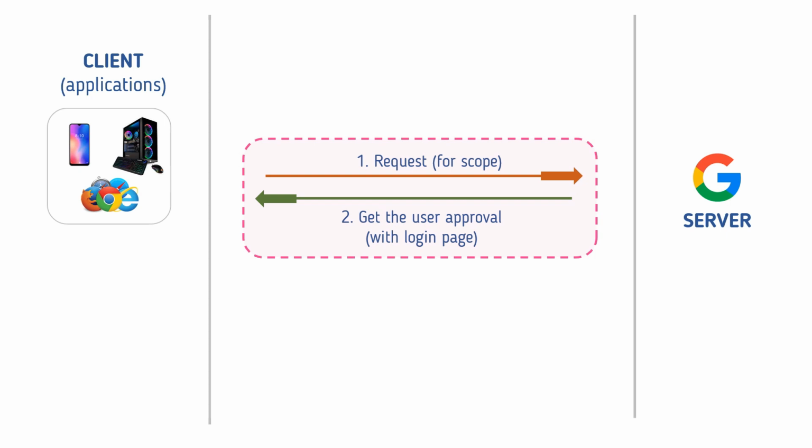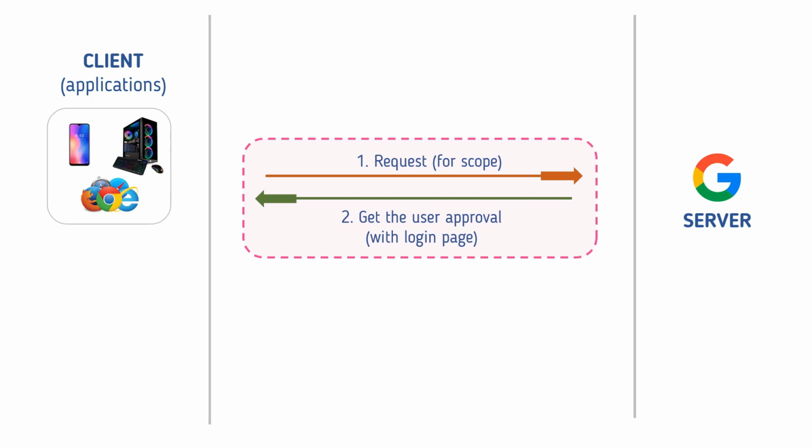The client cannot just come and request for the scope like that, and the server cannot give the access token back, because at any time the user will have the full authority or the right to go back to the server and revoke the access token that was granted to the client. So there is a possibility. This is one of the very important things in the open authentication protocol.